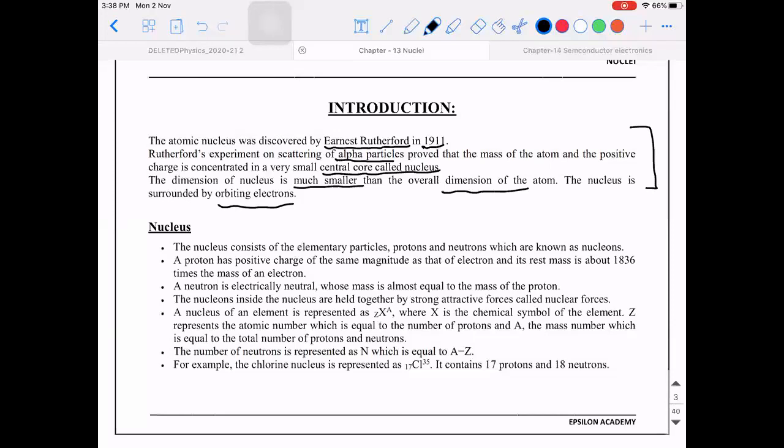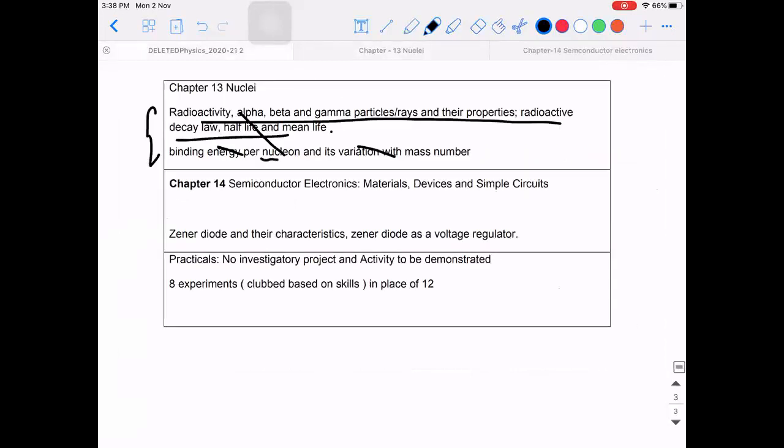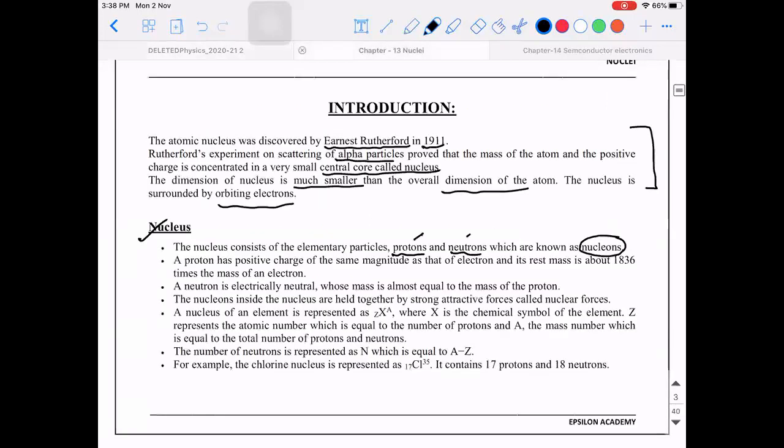But today we know that the nucleus consists of what? The elementary particles, protons and neutrons, which are collectively called nucleons. I told you, right? There is a topic that is deleted, which is called binding energy per nucleon. Nucleon means the neutrons and protons put together.